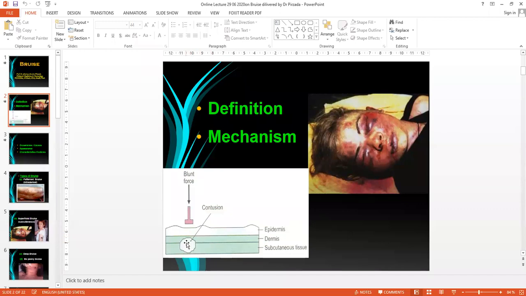Now, due to rupture of the vessel, there is extravasation and collection of blood in the subcutaneous tissue, immediately leading to swelling of the part and inflammation as well as pain. The patient is complaining of pain. So obviously, this is a very easy mechanism. Application of force results in crushing of the tissues internally and crushing of the vessel, leading to extravasation of the blood and to bruise formation.